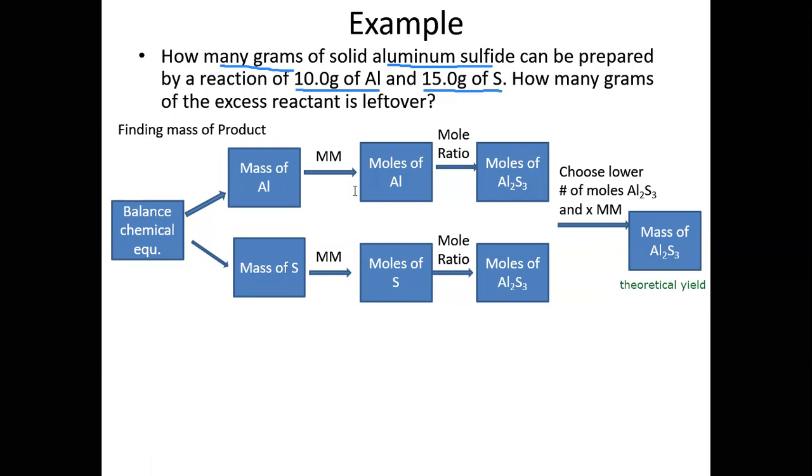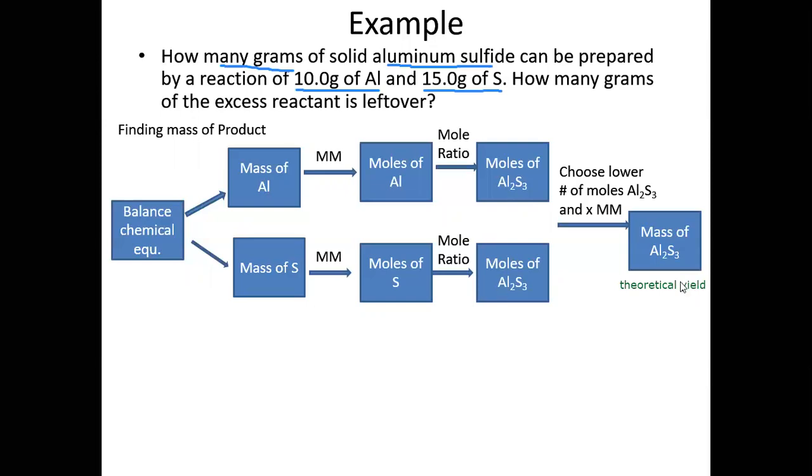So we're going to be doing the same process that we did in the previous example, except we're going to be doing a duplicate of it. And there are different ways you can approach limiting reagent problems. If you have a different approach and it works, that's fine. This is the approach I'm going to use.